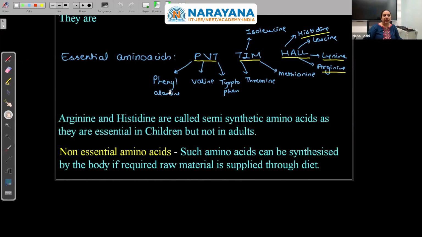So P is phenylalanine. V is valine. Okay, there were 2 L. One is valine. Here 2 L. T is tryptophan. What was tryptophan? Tryptophan was CH2 and then ring with OH. That was tryptophan. What was valine? This was the valine. Phenylalanine, yes.